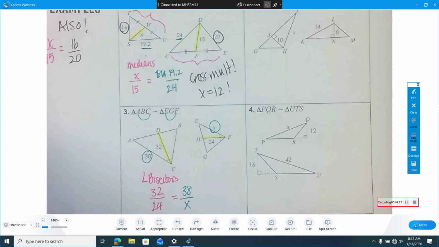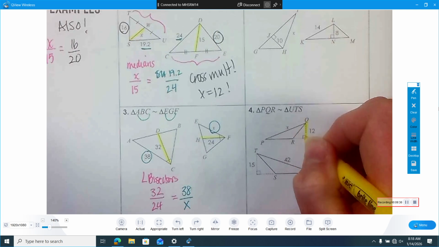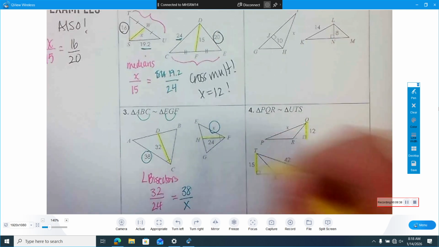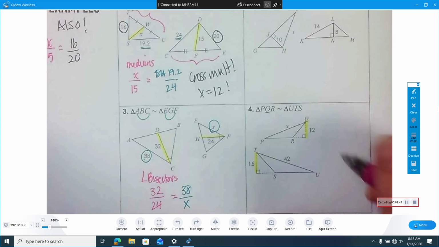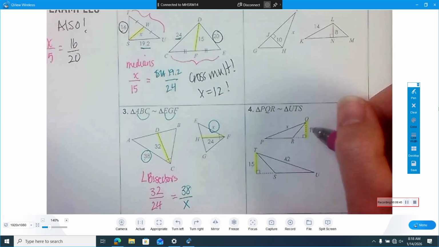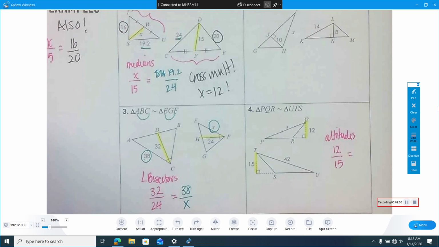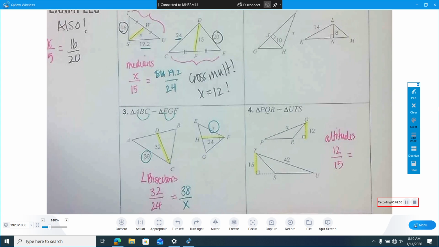And then on number 4, they're giving us kind of a weird little picture here, but what is this vertical right here and here? What are those called? Those are altitudes that fall outside the triangle. So I'm going to do top then bottom, so 12 then 15. All right, so then altitudes could correspond to what information? So should I do 42 on top? No. X on top. Okay.